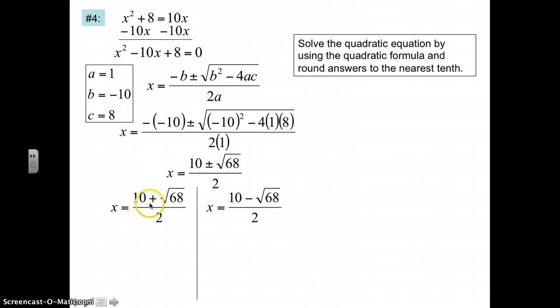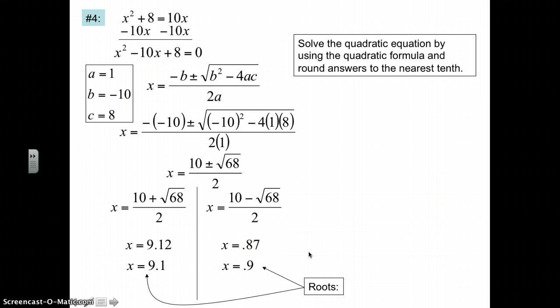Remember, it's 10 plus the radical 68 over 2, or 10 minus radical 68 over 2. Doesn't matter if I put plus first or minus first. Plug this in your calculator. Remember, to get a fraction is control and the division sign. Nearest tenth means 1 decimal place, so it's 9.1. This one becomes 0.87, which is actually 0.9 rounded. Those are my roots.